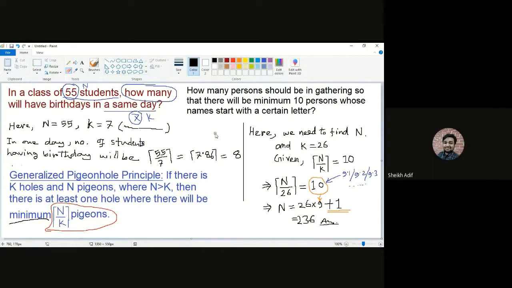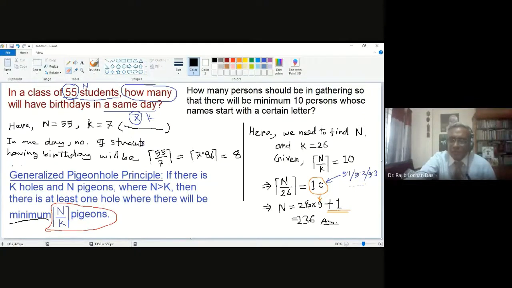Yeah, you tell me again, it was not clear. With plus 1, 26 into 9 plus 1. If you write 26 into 9, that is actually 234, and after adding 1, 235. If you write 234, then what will N by K be? 234 divided by 26 is actually exactly 9. There is no 9 point something. So if you do not have 9 point something, then why should you write 10? So there must be a little more than 234.